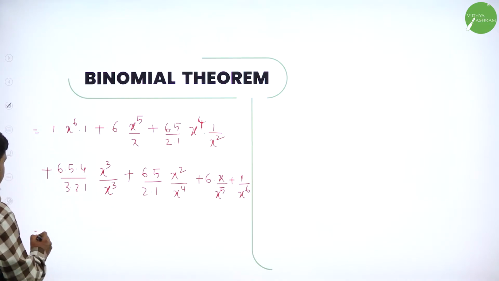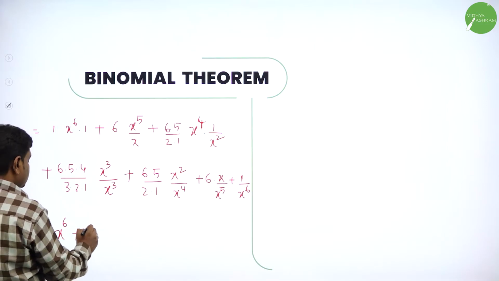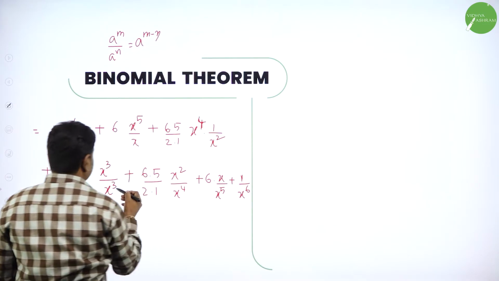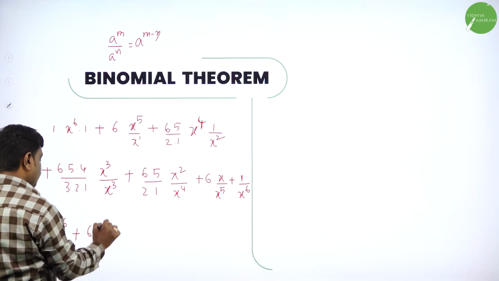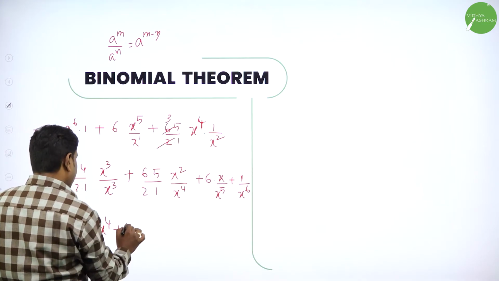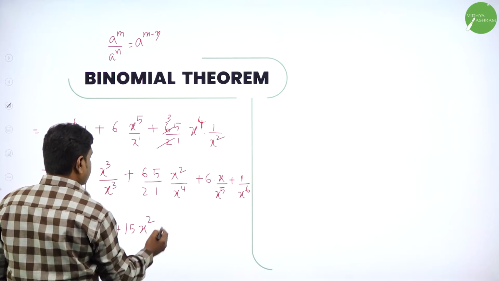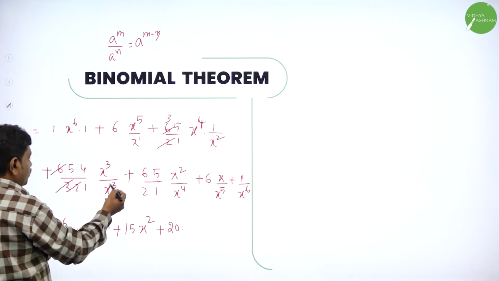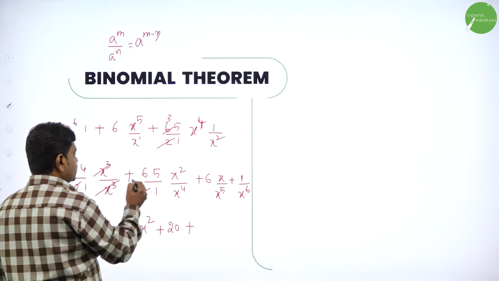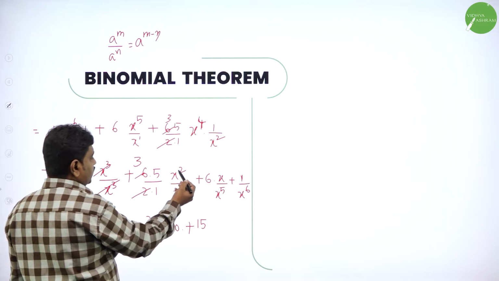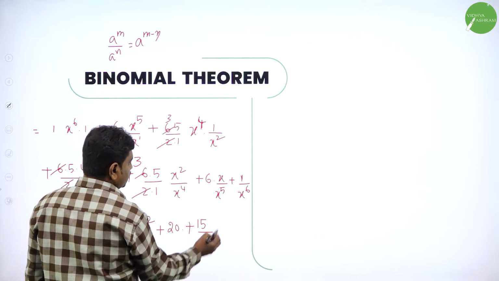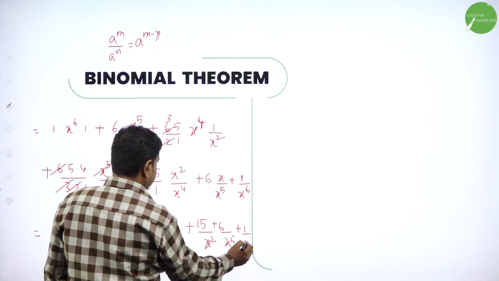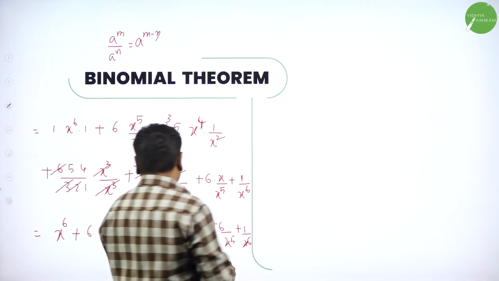Now further simplify this. The first term, 1 into anything is the same, so x power 6. Second term, 6 into, law of indices: all of you know a power m by a power n can be written as a power m minus n. So 5 minus 1, x power 4, plus 2 1s are 2, 3 5s are 15, x power 2 you take up, it will become x square, plus 3 2s are 6 cancel, so 5 4s are 20, x cube cancels, plus 2 1s are 2, 3 5s are 15. I'll transfer it down, so it will become 15 by x square, and then again 6 by x power 5 plus 1 by x power 6. This is the answer.